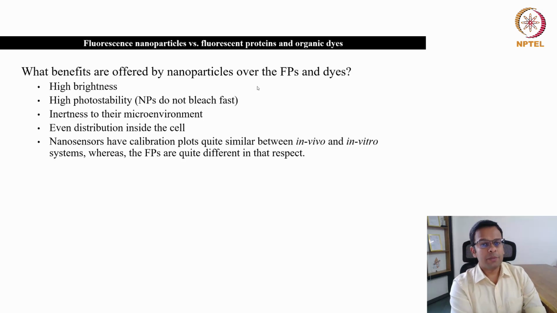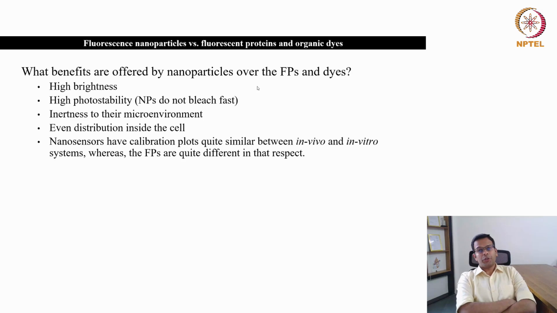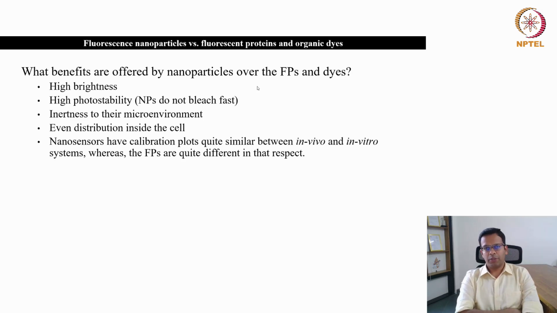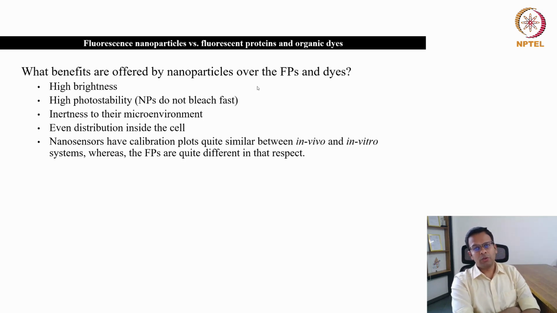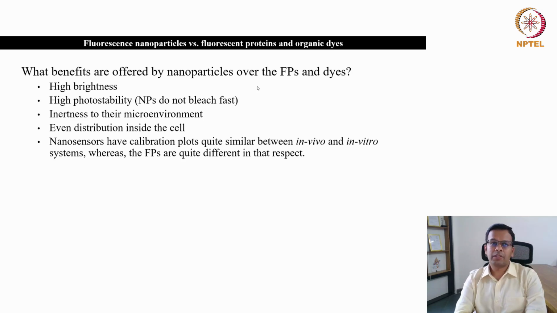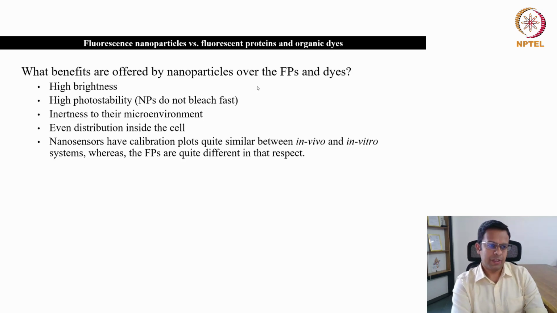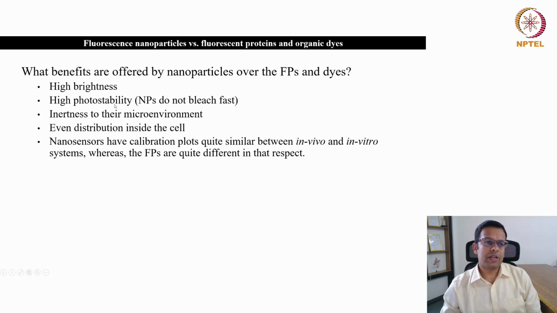The major disadvantage of fluorescent proteins and even fluorescent dyes is that they photobleach quite easily. For long-term imaging applications, they are not photostable. Most of the time they photobleach, and the brightness is also a little weak. The brightness of these nanoparticles is much higher. Also, nanoparticles provide high photostability. Even some of the nanoparticles do not bleach forever.